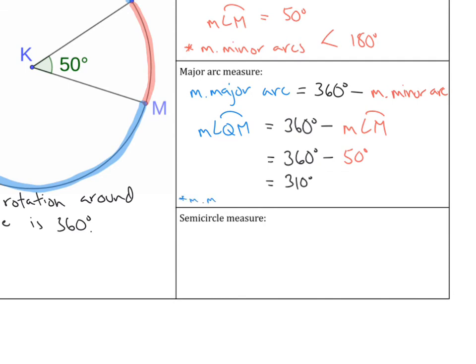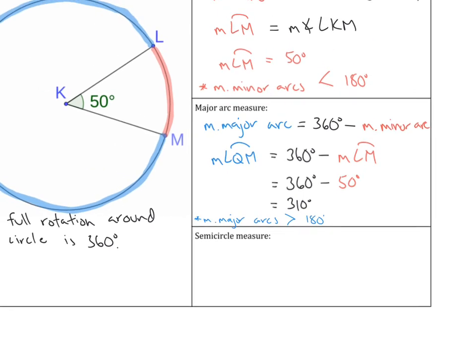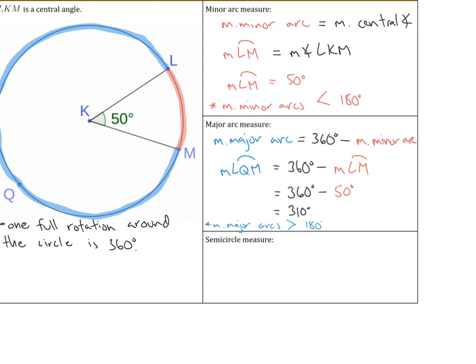And again, something to keep in mind is that the measures of all major arcs are going to be greater than 180 degrees. So minor arcs are less than 180 degrees. Major arcs are greater than 180 degrees.